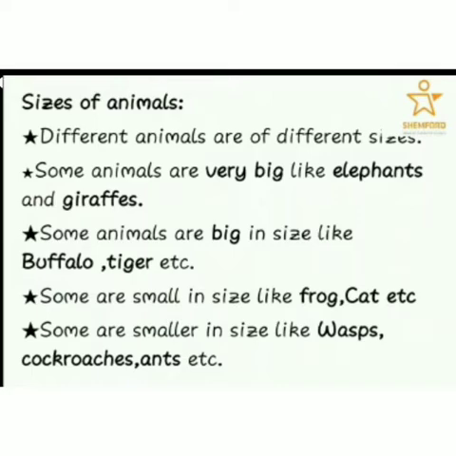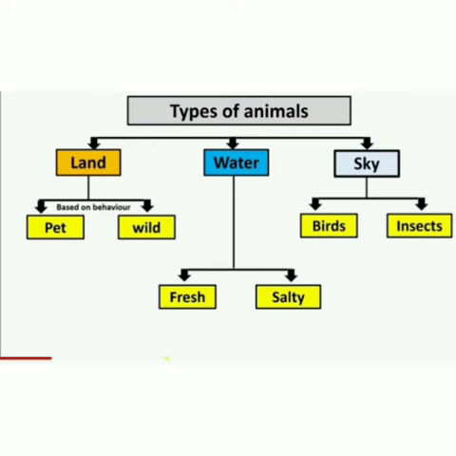How small they will be in their sizes. You all have seen them in your house, is it not? These cockroach, ants. Then you learnt about the types of animals. We differentiated as land, water and sky. Based on the behavior, the land animals are divided as pet and wild animals. Pet animals, you learnt cat, dog, then parrot, is it not? Wild animals, animals which live in the forest, lion, tiger.